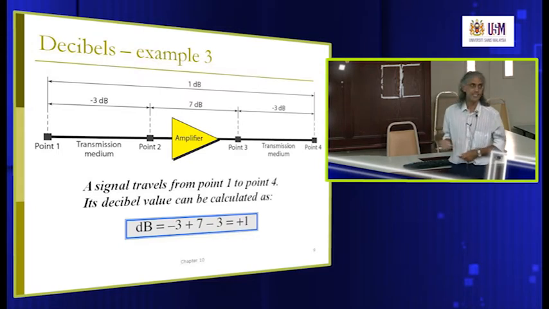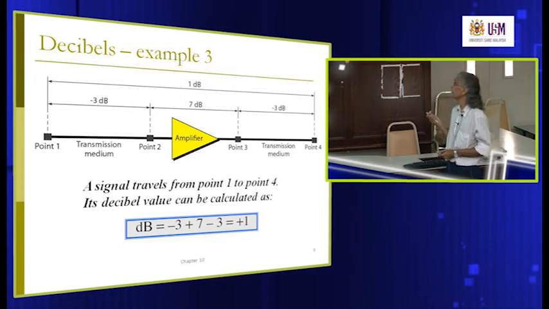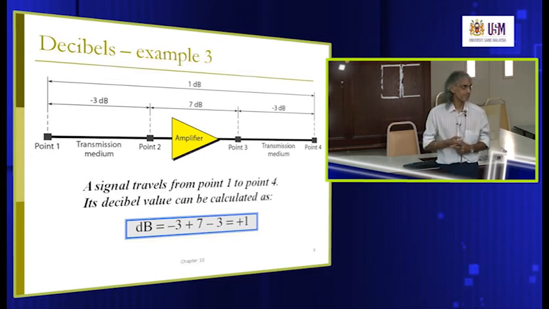Right? So in this case, the attenuation is quite simple. We just add up the values along the way. So as the signal travels from P1 to P4, the decibel value can be calculated as just -3 + 7 - 3, then you get +1. So P4 compared to P1 is +1 decibel. It means that between P1 and P4, the signal has increased, an average gain of 1 decibel. Although it reduces here, it's then amplified, increased again, then reduced again. But at the end, this value is still higher compared to here. Right?